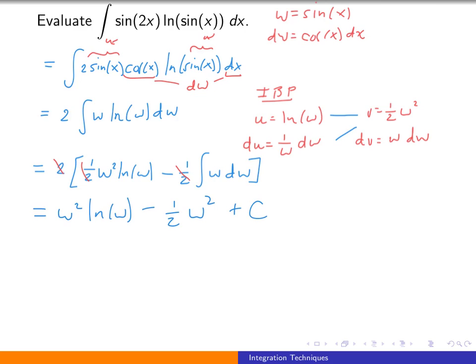So just as an overview here, we started off by making a substitution, w equals sine x. Once we made that substitution, we needed an integration by parts to evaluate the resulting integral. Now that it has been evaluated, we just need to resubstitute to get back in terms of that original variable. So replace each of these w's with sine of x. So we'll have sine squared x, natural log of sine x, minus 1/2 sine squared x plus c.